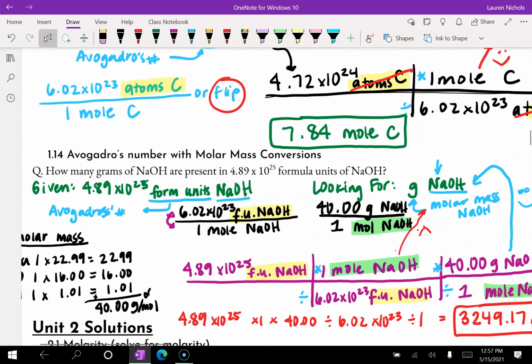And remember, guys, being able to label what you're given, what you're looking for, and figuring out which fractions you need at the very beginning will save you a lot of headaches in the long run.